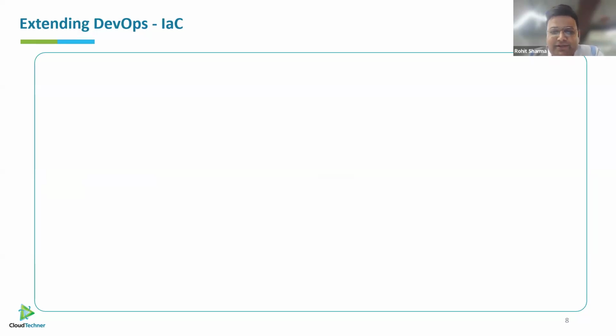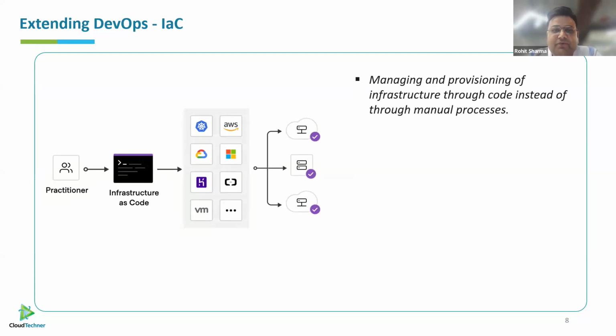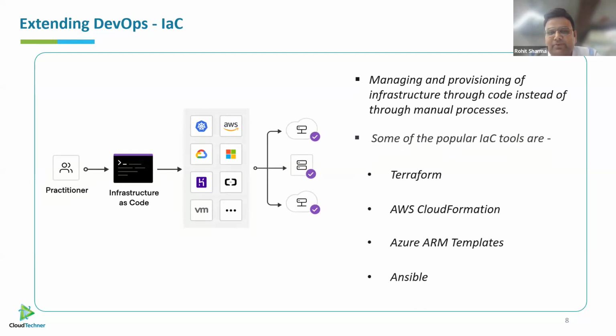Okay, so IAC, or we can say infrastructure as code, is the managing and provisioning of infrastructure through code instead of through manual processes. Some of the popular IAC tools are Terraform, AWS CloudFormation, Azure ARM templates, Ansible, and there are many more also. But among them, Terraform is the most popular IAC tool. In Terraform, infrastructure is defined with the configuration language, that is HCL, HashiCorp Configuration Language.